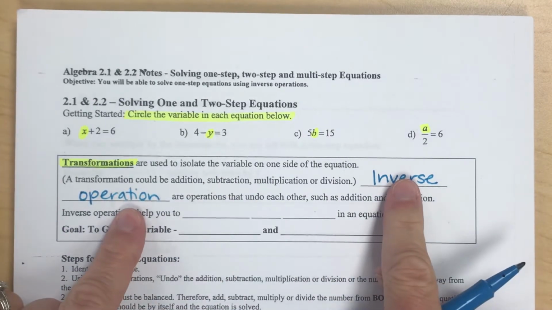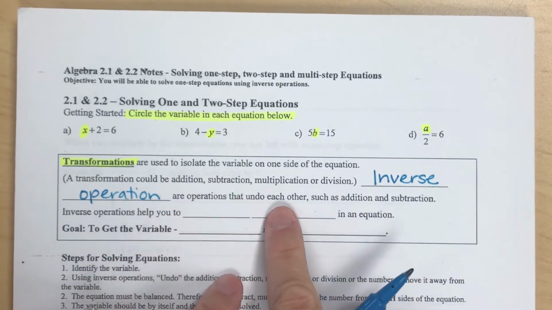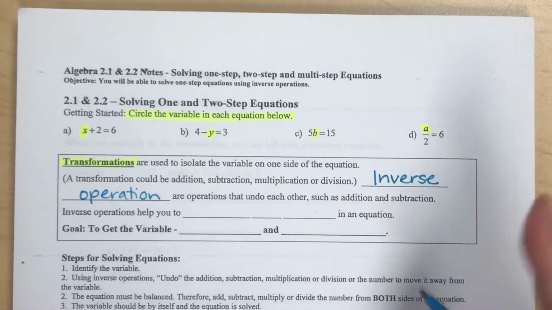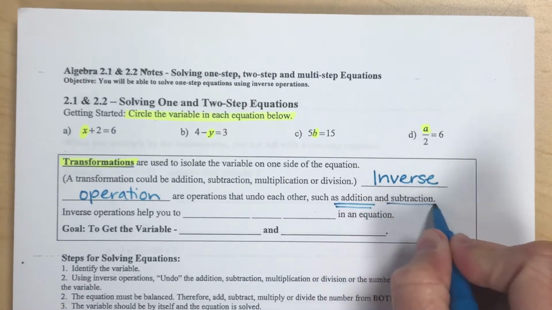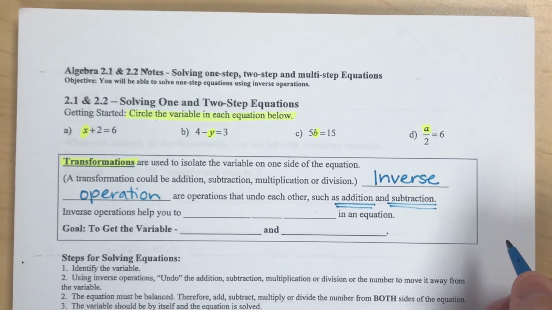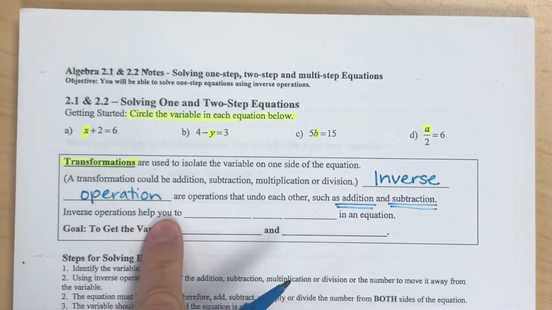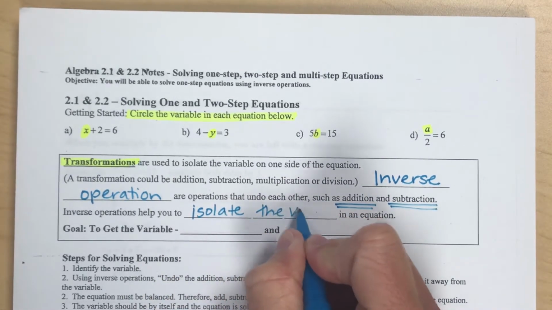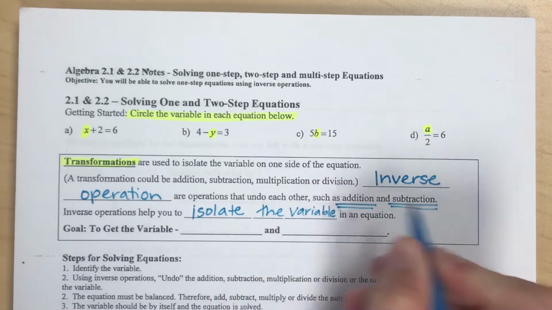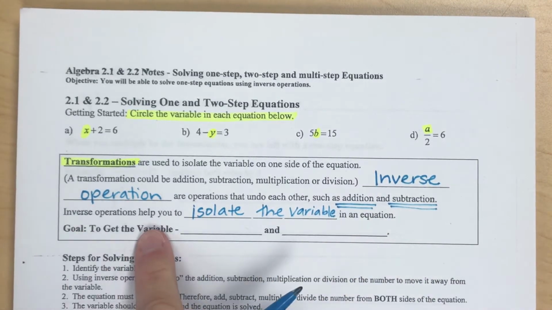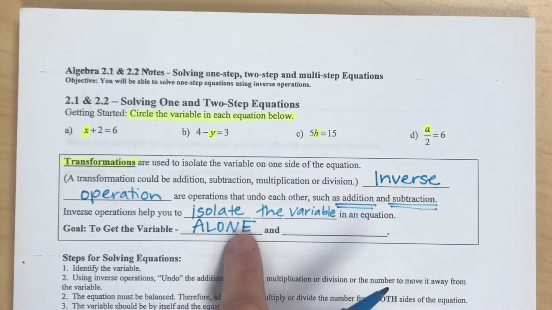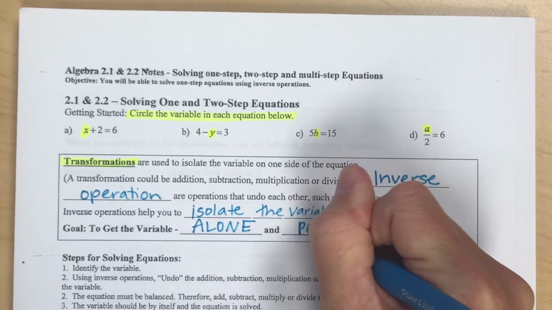And the inverse operation will be the operation that will undo whatever you see in your equation. So inverses would be addition and subtraction. Those are inverses of one another. The inverse operation will help you isolate your variable in your equation. Now our goal in solving algebra would be to get your variable alone on one side of the equal sign, and it needs to be positive.